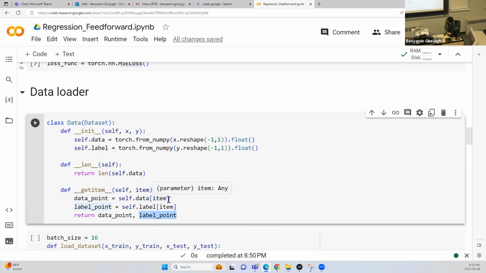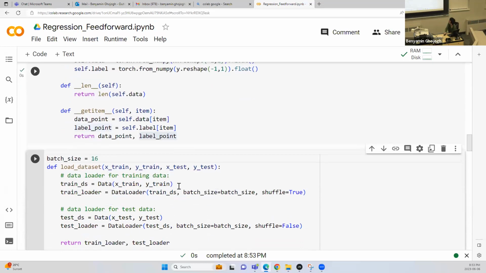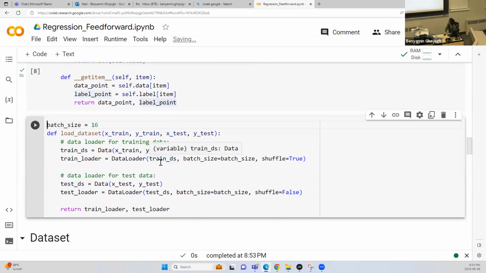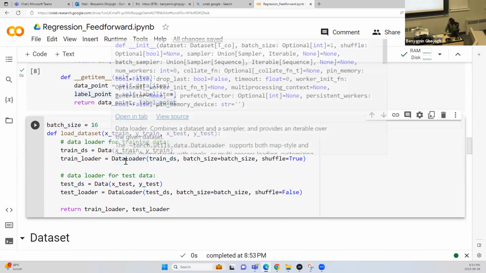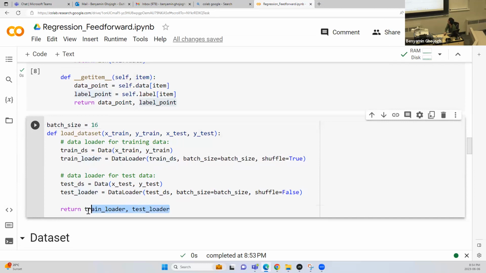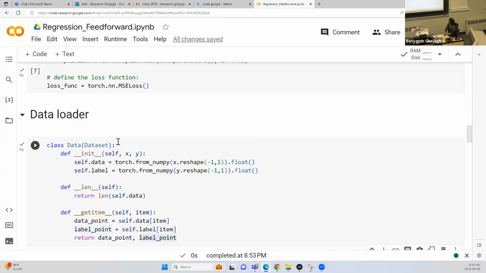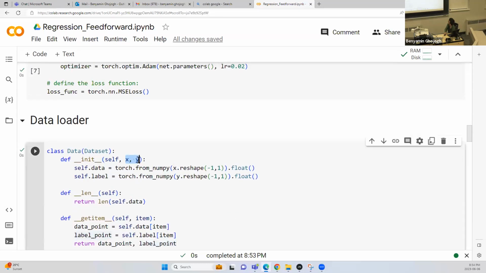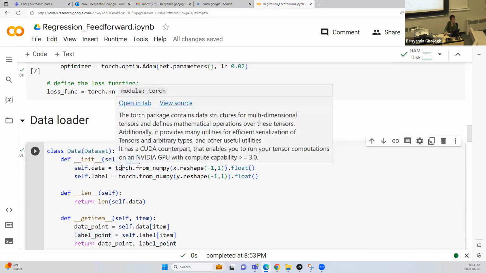So let me run these two. And now this load data set. We need to define the loaders of the training data set and test data set, right? Let's do that. Load data set, we have X train, Y train, X test, Y test. So these are numpy arrays. Why? Because I'm going to pass them to Data. And in Data, I assumed X and Y are numpy, which I converted to torch.